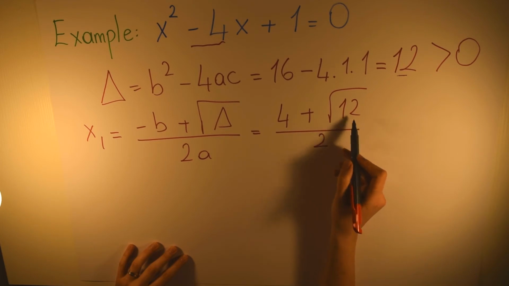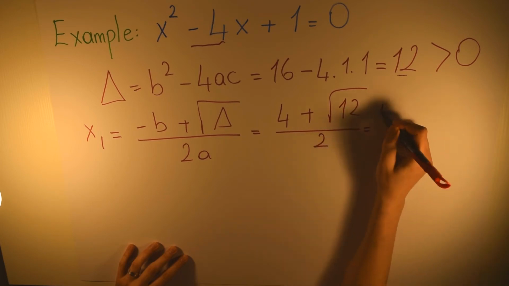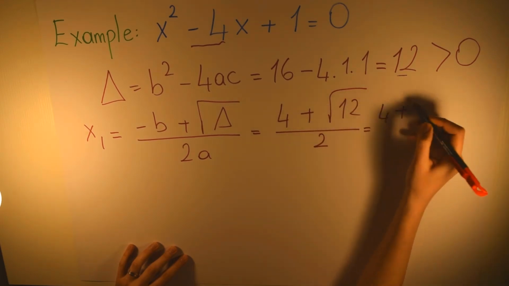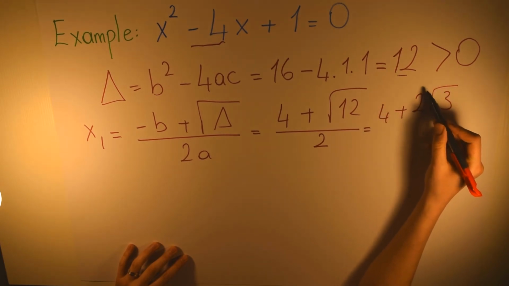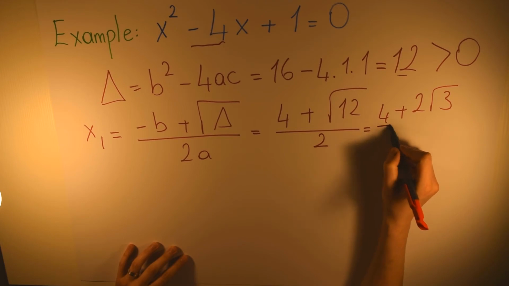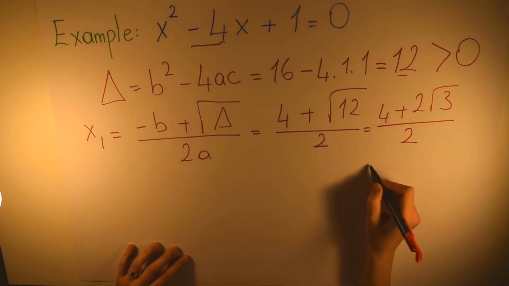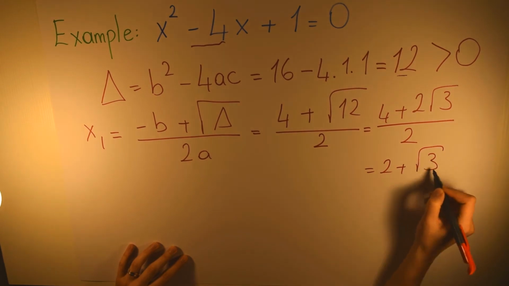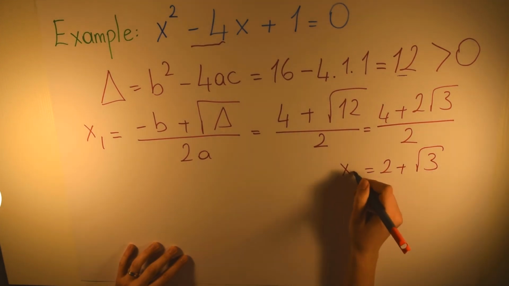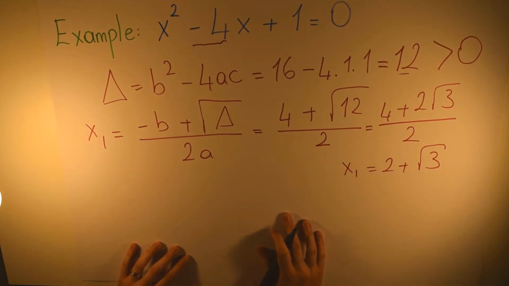So from here, square root of 12, I can write it as 2 square root of 3, right? Because 2 squared is 4, 4 times 3 is 12. So 4 plus 2 square root of 3 over 2 is equal to 2 plus square root of 3. So this is our x1, our first root.